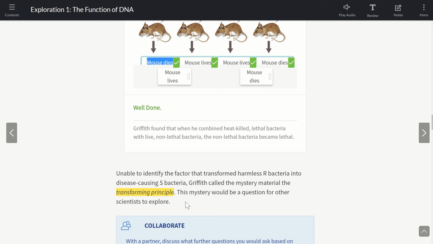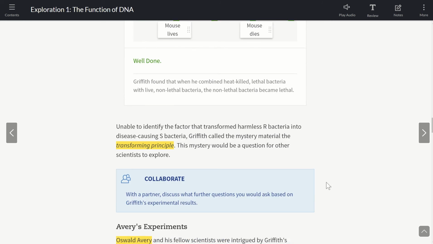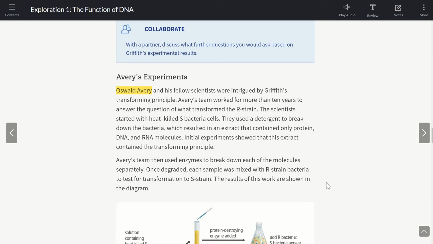He didn't know what molecule it was made out of, but it created the question that people then were able to try and solve, which is, what is that transforming principle? All right, so let's go to the next person. And this is actually a group of people, but Oswald Avery and a group of fellow scientists wanted to figure out what the transforming principle was in Frederick Griffith's experiment.